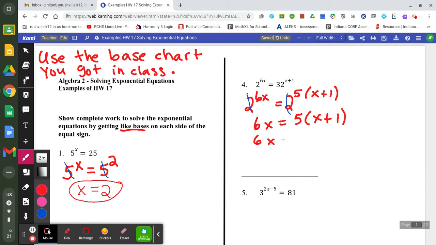So 6x equals 5x plus 5. And then I need to get my x's on the same side of the equal sign. So x equals 5.